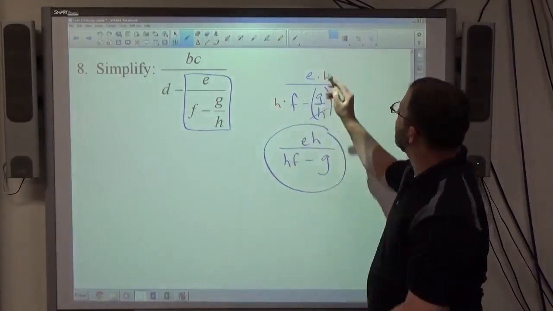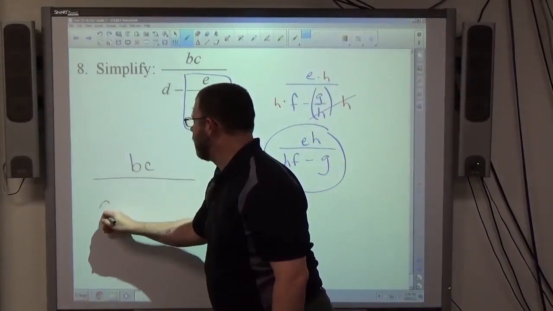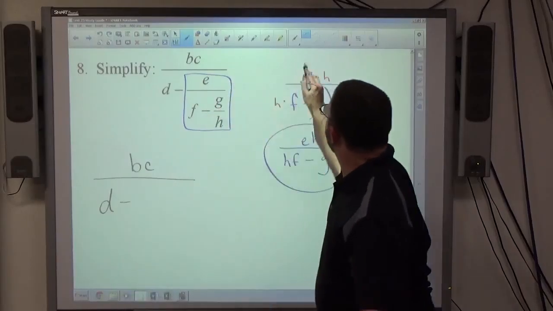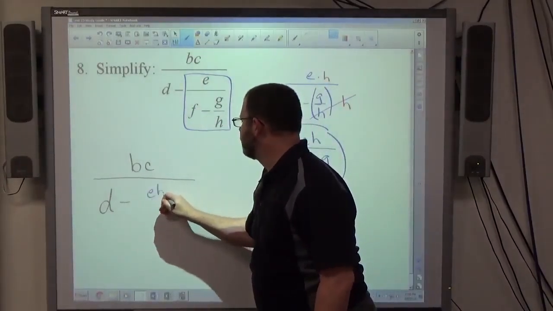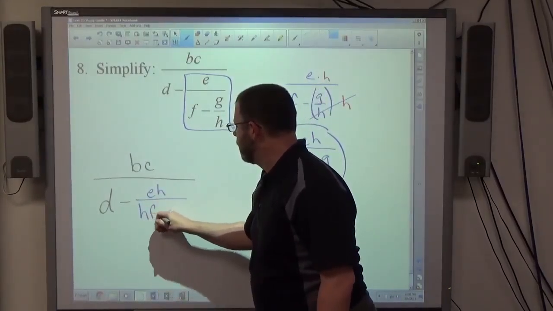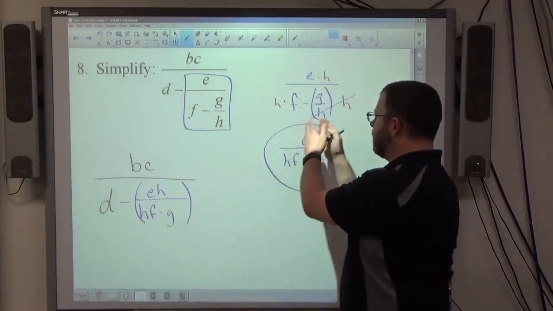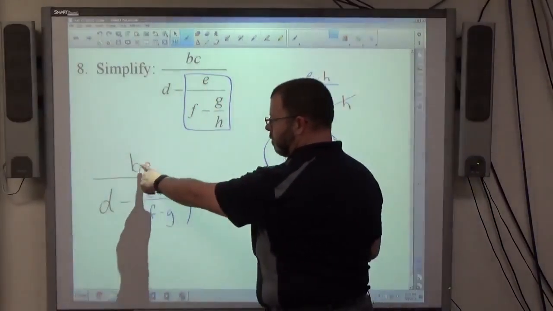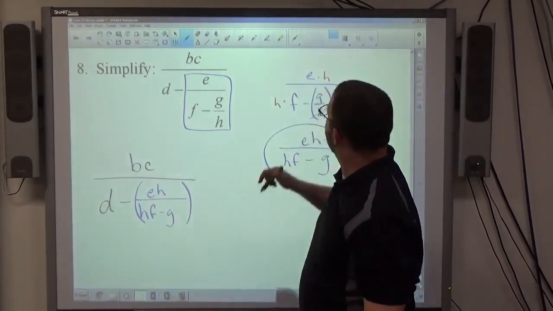So I'm going to go back to my original problem. BC on top stays BC. D on the bottom stays D, minus stays minus, but instead of this blue box, I'm going to put in EH on top over HF minus G on the bottom. So now, this problem, which has been modified to here, is the same level this problem was. I've got a perfectly fine fraction inside a fraction. So my issue is this blue thing again.